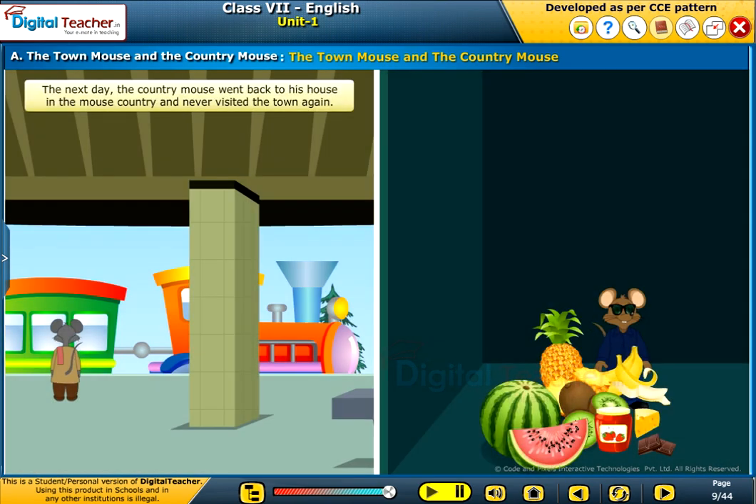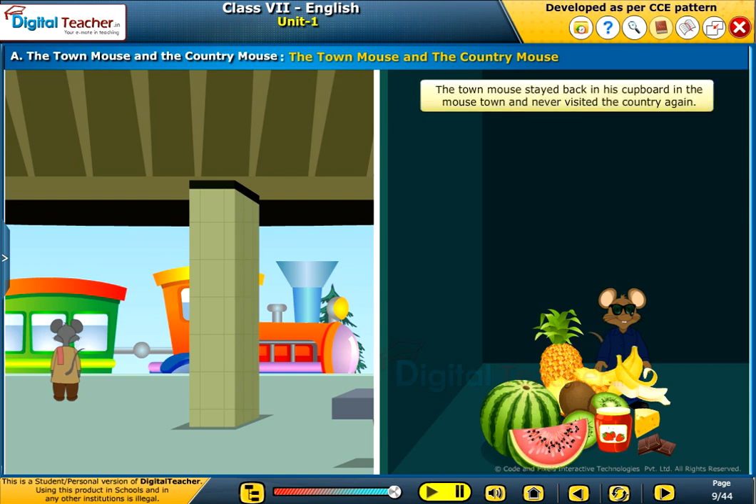The next day, the country mouse went back to his house in the mouse country and never visited the town again. The town mouse stayed back in his cupboard in the mouse town and never visited the country again.